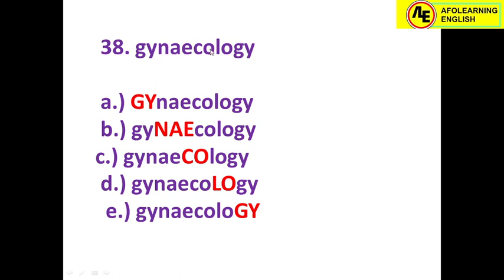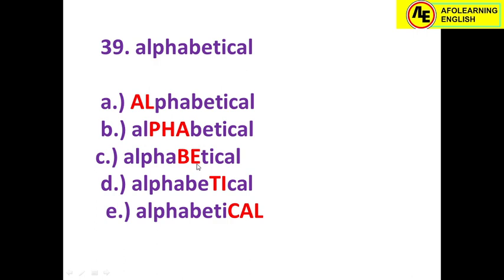Number 30, we have gynaecology. From the way I pronounce the word, you can see that the stress falls on ecology. So how do I get to this answer? Very simple. When the word ends with GY, just count three syllables from the end. So we have 1, 2, 3. So the stress falls on ecology. So the correct answer is option C. Gynaecology, number 30.